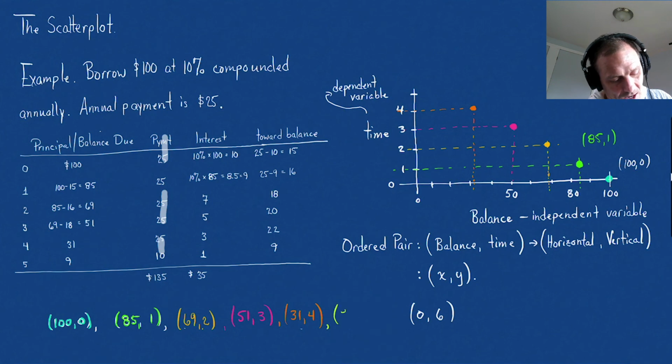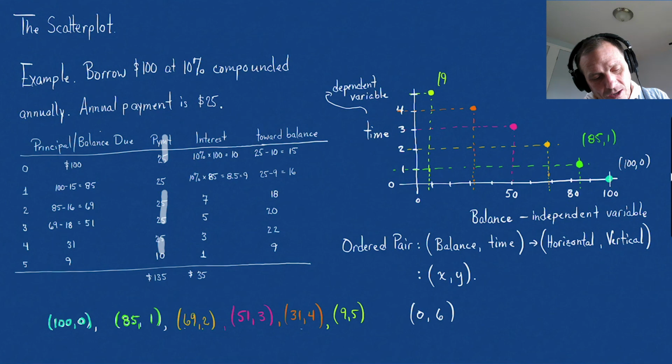All right, so at 9, 5. Our balance is $9, and the balance is $9 at the beginning of year 5. And where those two meet, we put a dot. This is 9, 5. I guess I should go back, and this was 31, 4, and the pink one was 51, 3. Remember, the order matters.